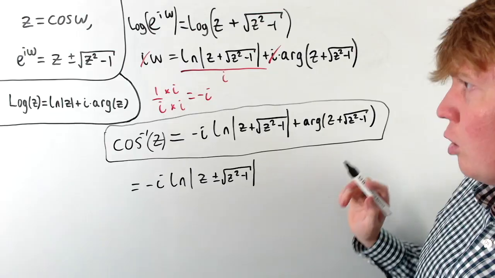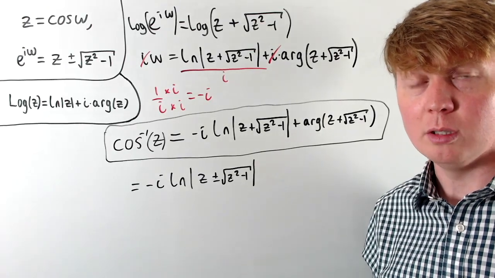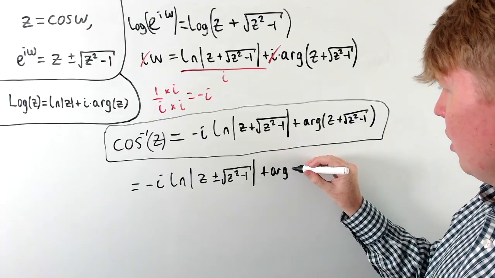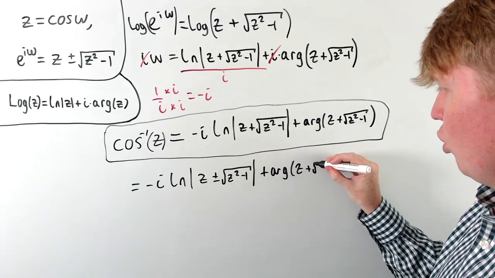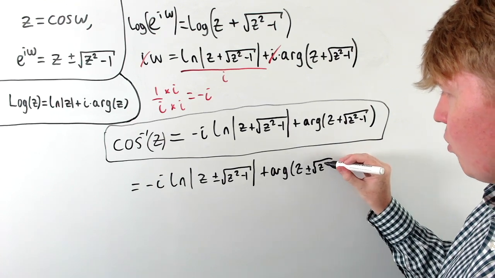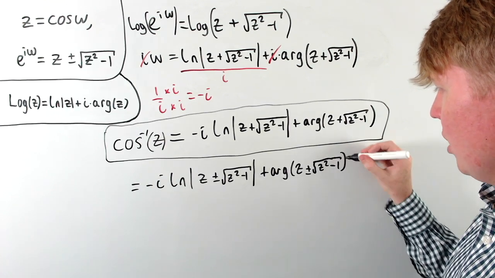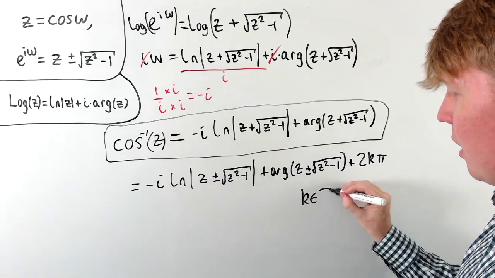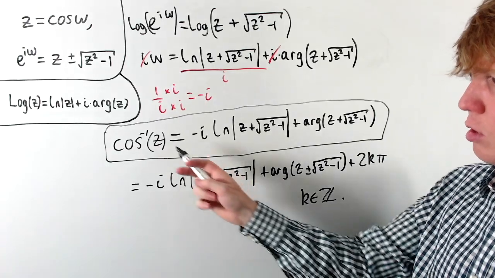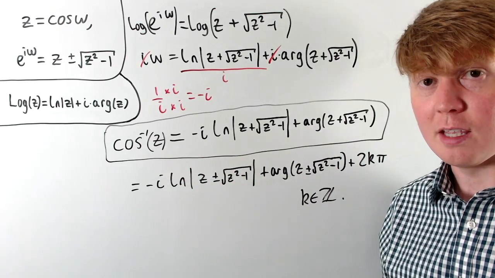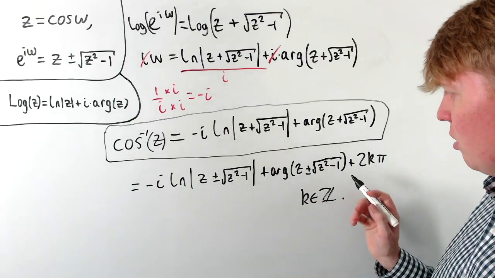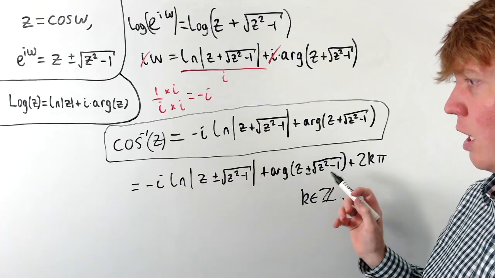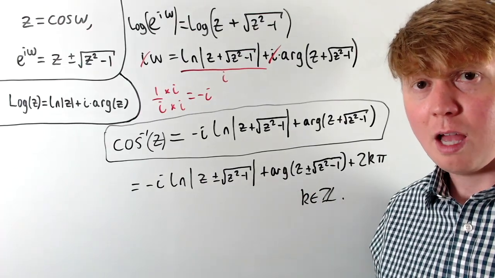But then also for the argument, remember, we were allowed to add any multiple of 2 pi to this. So we can also have plus the argument of z plus or minus, that should be root z squared minus 1, but then we can also have plus 2k times pi, where k can be any positive or negative integer. So we can think of this first expression as being the principal branch, but then anything else of this form would also satisfy this equation if you replace this by w, so cosine of this would still get you back to having z then.